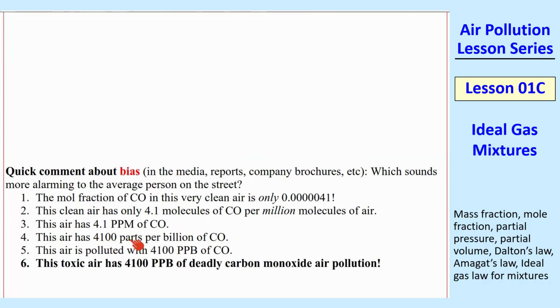This air has 4,100 parts per billion of CO. So you make a bigger number. Instead of giving this little number, you make a big number. Even though they're the exact same concentration, this one looks worse. This air is polluted with 4,100 ppb of CO. So again, it's a little more severe, like people, oh, this is bad. And then this is the worst one. This toxic air has 4,100 ppb of deadly carbon monoxide air pollution. Hopefully you can see in this little example the bias and how different it looks between here and here. So keep that in mind as you're reading stuff.